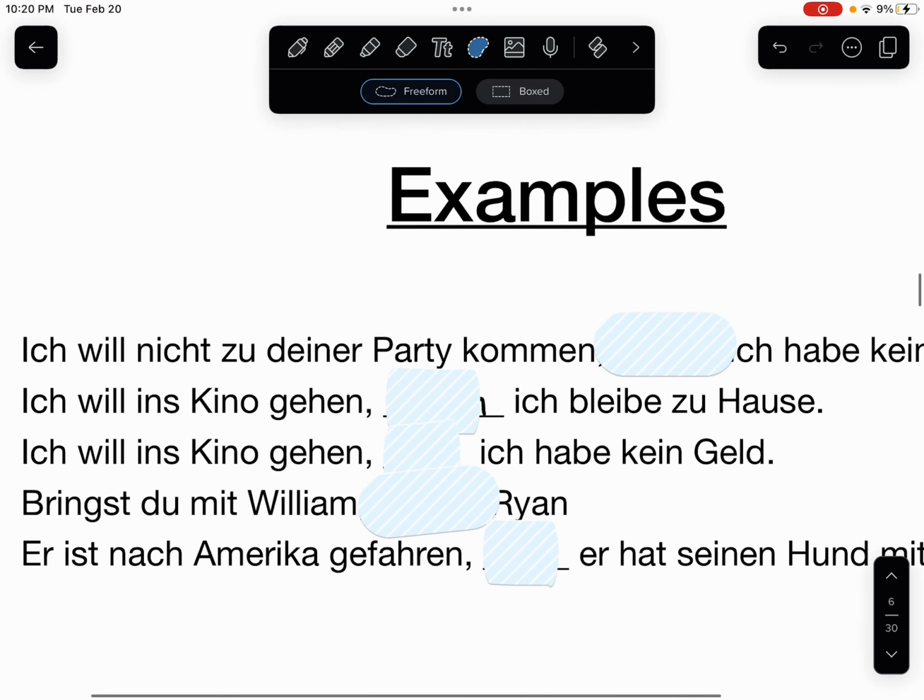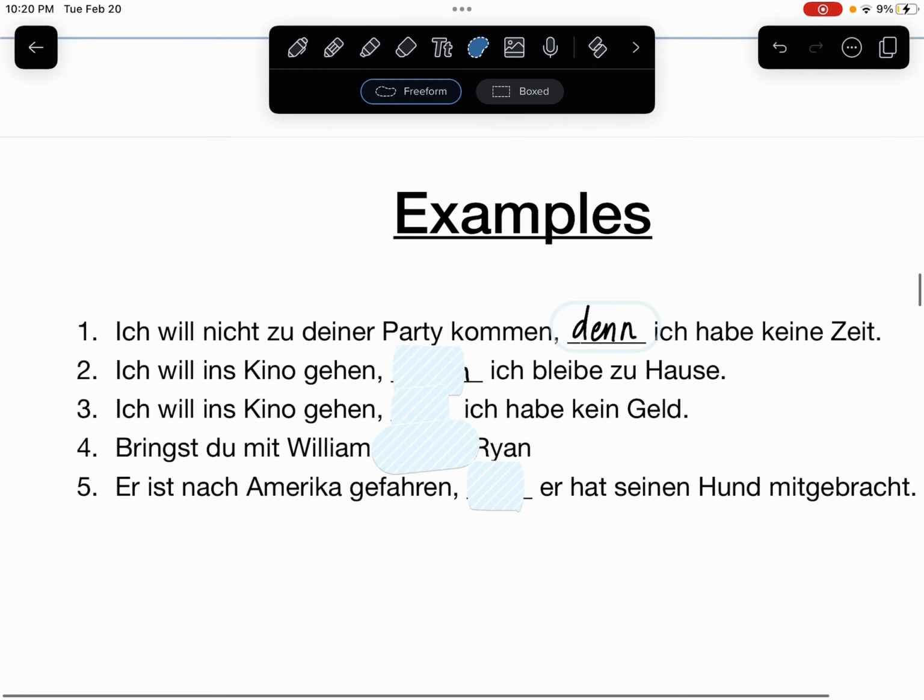Some examples. Ich will nicht zu deiner Party kommen, denn ich habe keine Zeit. I will not come to your party because I have no time. Number 2. Ich will ins Kino gehen, sondern ich bleibe zu Hause. I want to go to the movie theater, but I'd rather stay at home. Number 3. Ich will ins Kino gehen, aber ich habe kein Geld. I want to go to the movie, but I have no money.